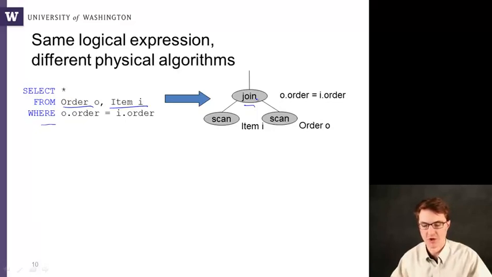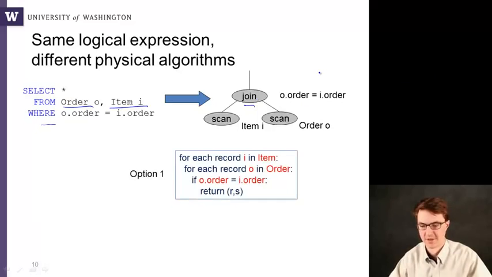Well, we've got to specify how we're going to do that join, so let me tell you about a couple of the options here. One, in very high-level pseudocode, looks like this. We could say for each record I in item, and for each record O in order, check to see if those two records agree on the order attributes, and if so, return it as a join result. They match.